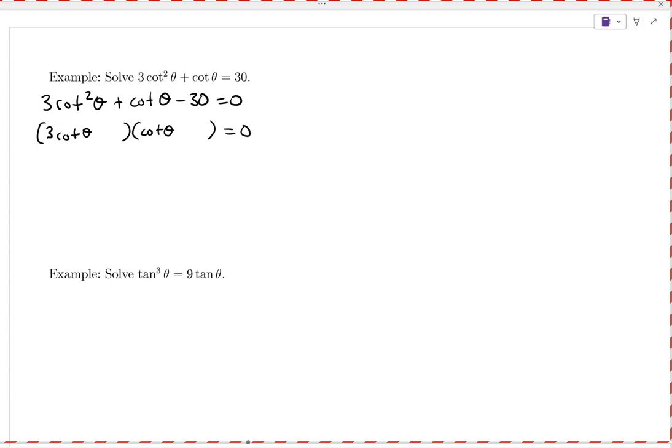Well, you said it would have worked if it had been a 10 rather than a 30. Yeah, 10 and 3 will work. Which one needs to be positive? The 10. It better be a plus 10 here and a minus 3 here, because when I multiply now, I get a plus 10 cotangent, and then I get a minus 9 cotangent. So I get the plus 1 that I need.